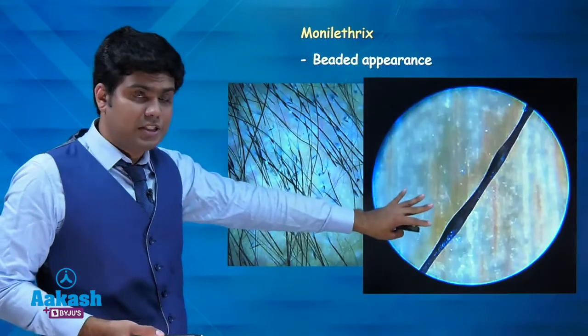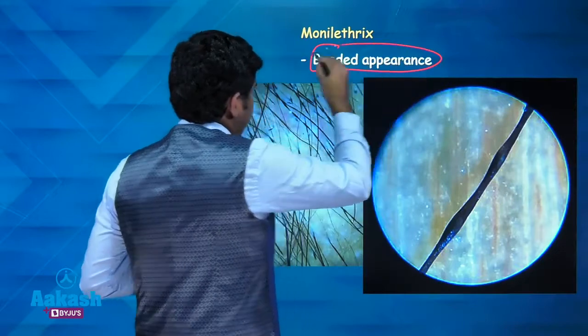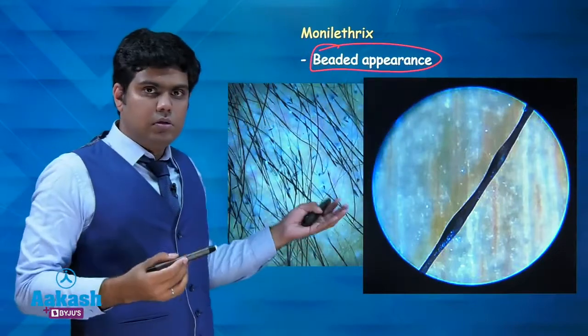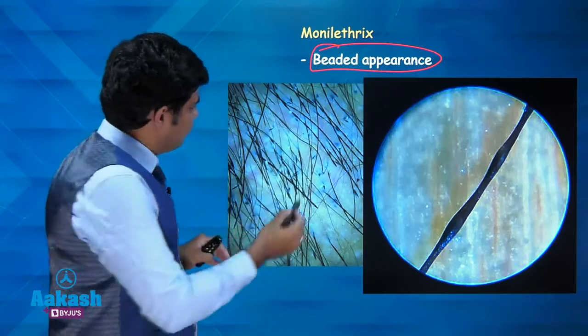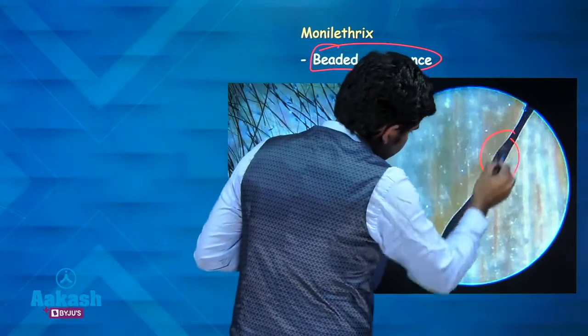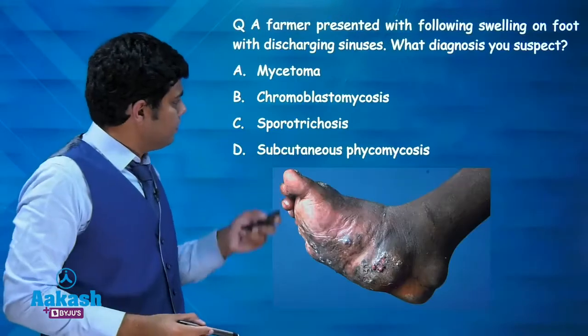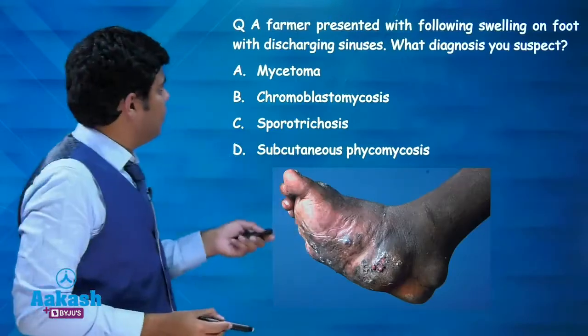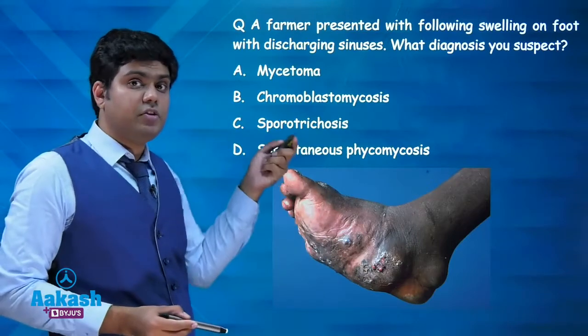Another option, monolithrix. What is monolithrix? Beaded hair, remember, very common topic for PG entrance, not common in general population. So here you see beads along the hair shaft. So beaded appearance, monolithrix. Okay friends. Right. So moving on to a very important question regarding skin infection, cutaneous infection.